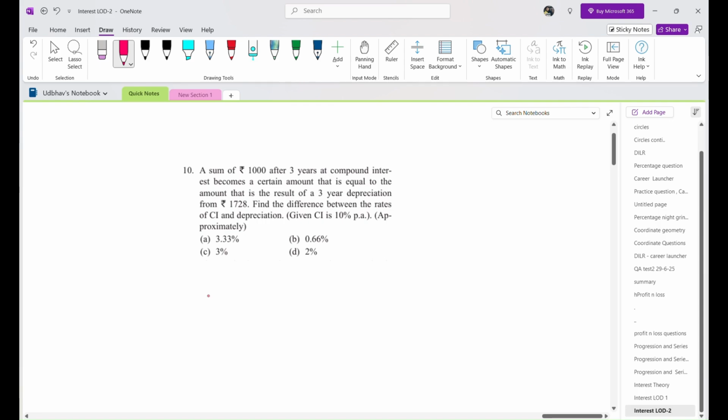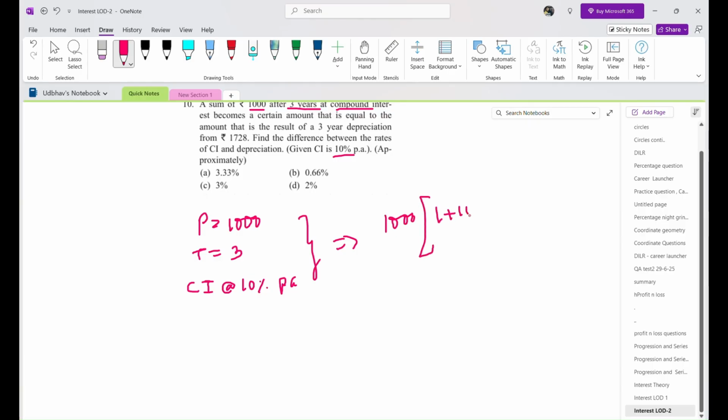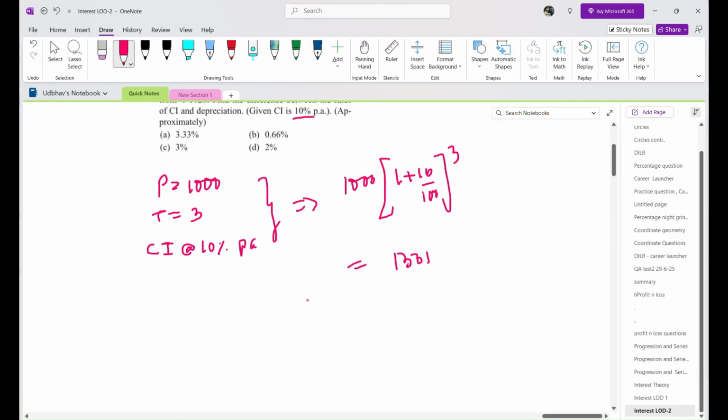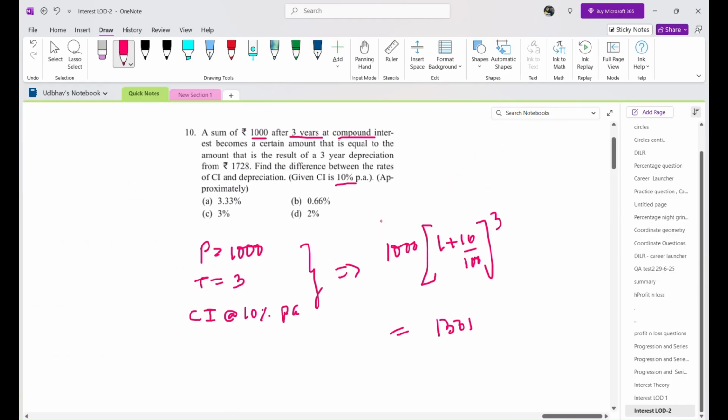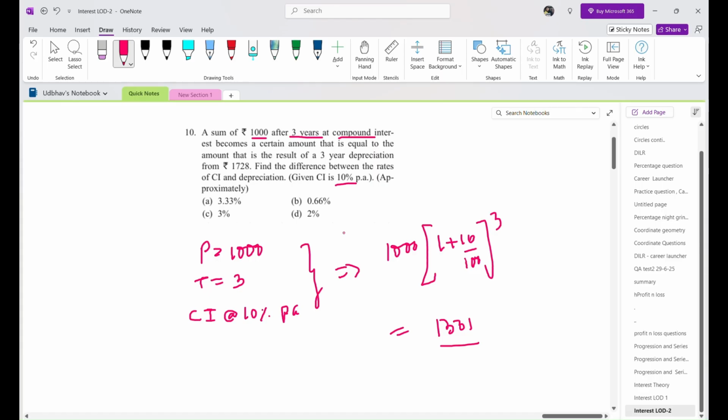Okay, so a sum of 1000 after 3 years at compound interest at the rate 10% per annum will be 1000 into 1 plus 10 upon 100 to the power 3, which comes out to be 1331. We just calculated in the previous question, right? It was the same thing. And this amount becomes a certain amount that is equal to the amount that is the result of 3-year depreciation from 1728.